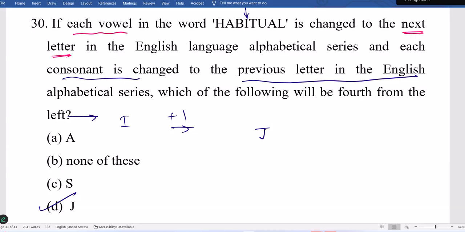Some questions they'll ask you, after these changes, you need to put that in alphabetical order. Then what is fourth from the left side? After doing this change, vowels to next letter, consonants to previous letter, then put the given word letters in alphabetical order. Then what is fourth from the left side, like that? But this question is not in that style.